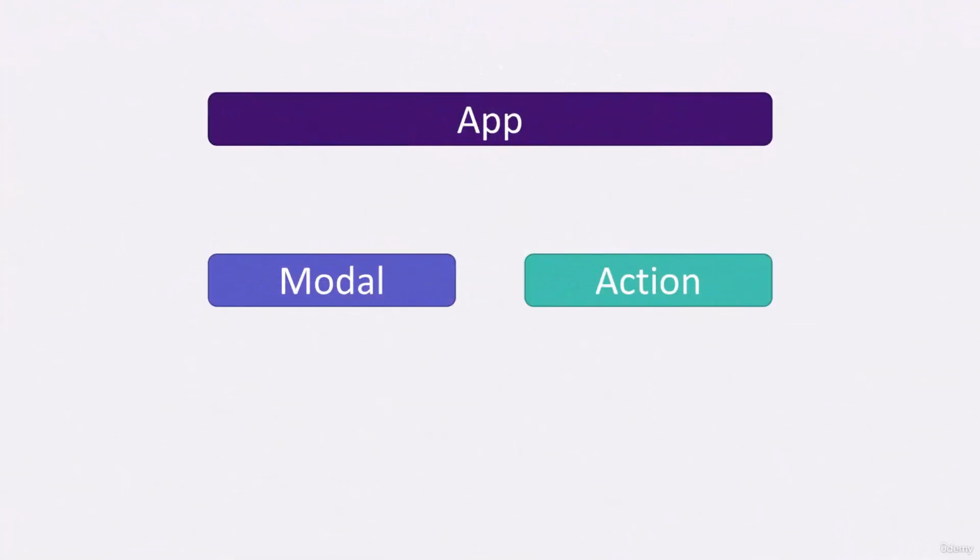Conceptually, this is what our application looks like. The app component is the parent component to the modal and action components. It holds the open data property, which it sends down to both components. The action component emits an event telling the app component to update the open data property to true. A simple representation of what's going on in our app.